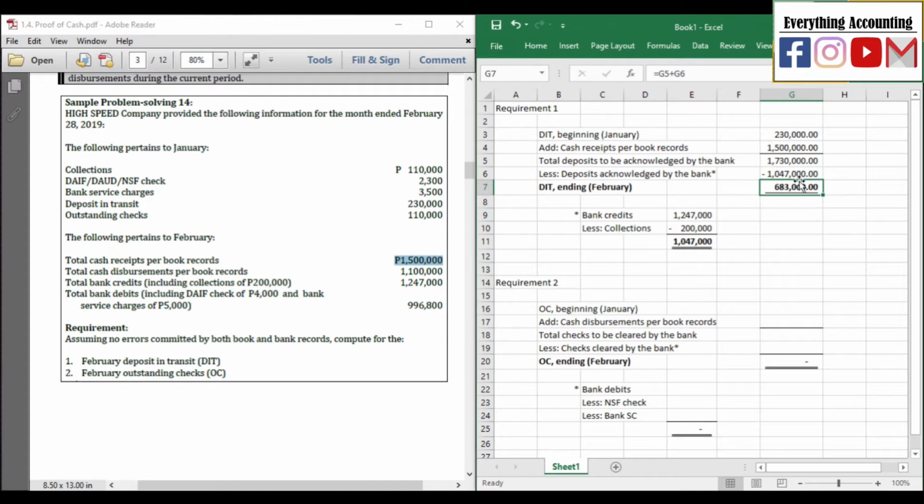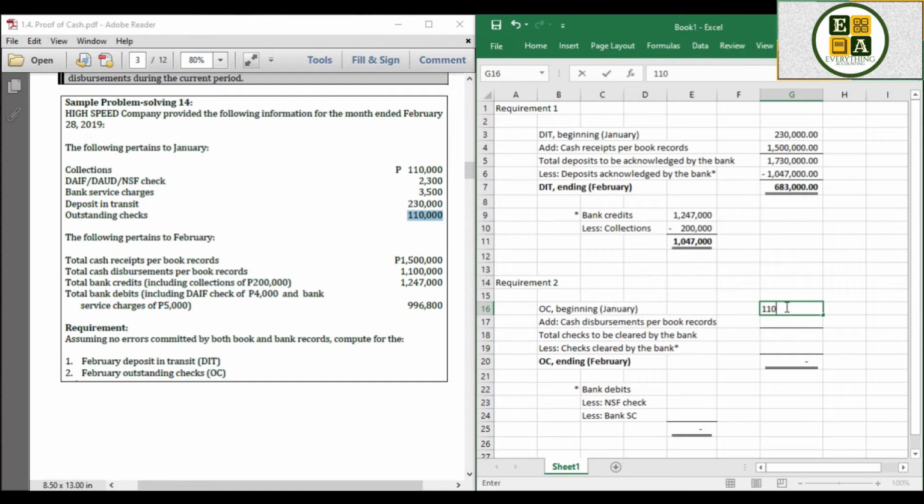683,000. So, move on to requirement 2, outstanding checks. Find the beginning, which pertains to January. We have 110,000. So, put here 110,000. Then, add cash disbursements per book records. So, we have here 1,100,000.